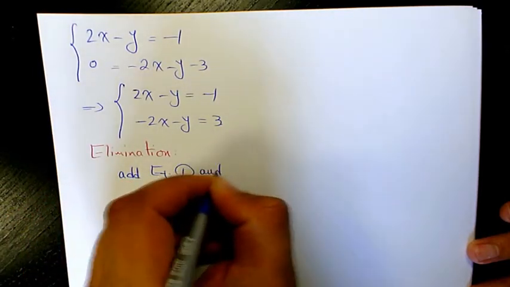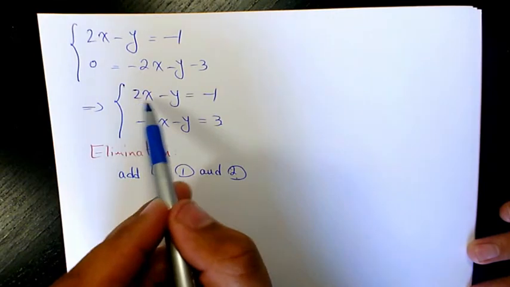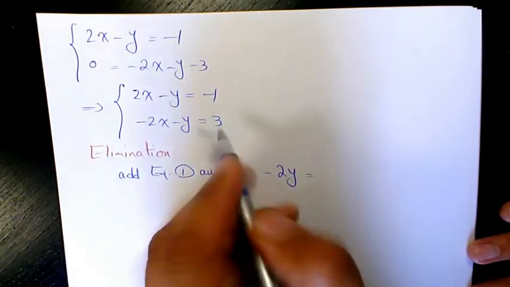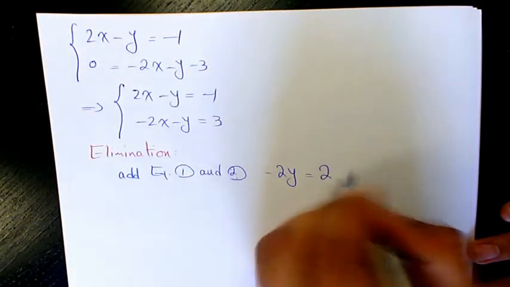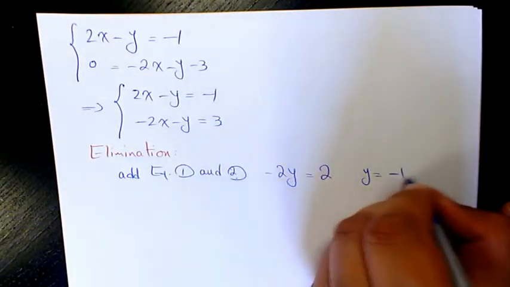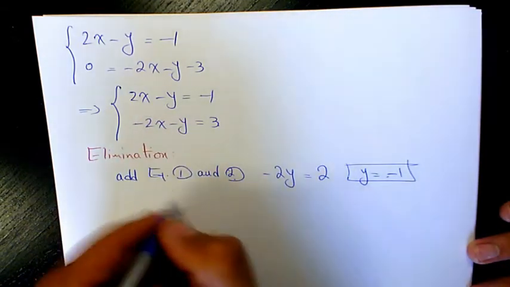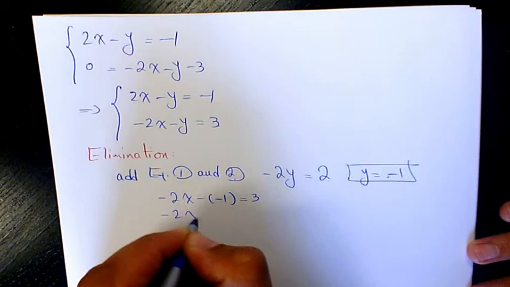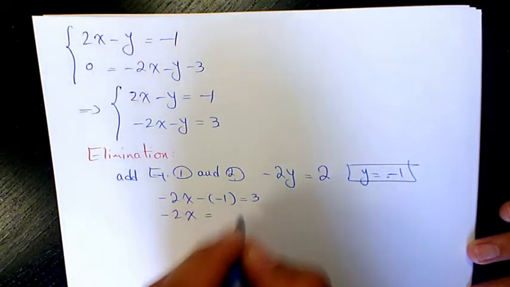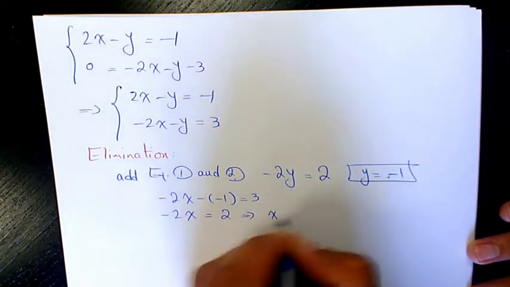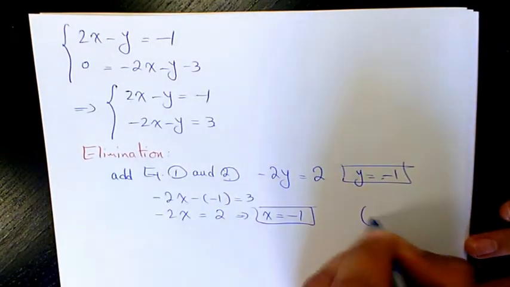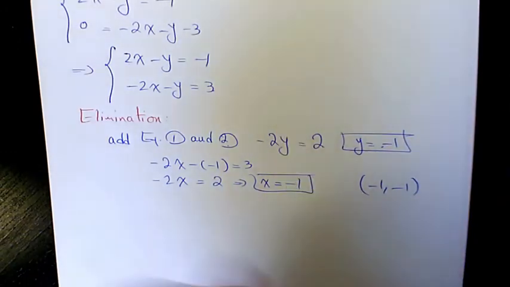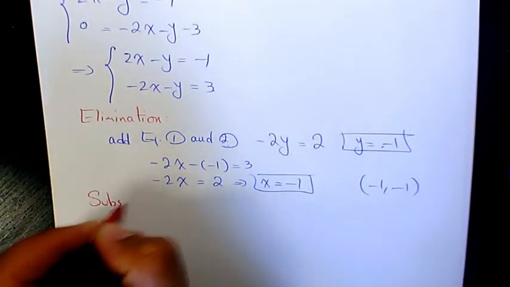Since this one is 2x and this one is -2x, when you add equation 1 and 2 as is, 2x and -2x is going to be 0. -y and -y is going to be -2y. 3 and -1 is going to be 2. So y will be 2 divided by -2, which is -1. Then you sub it there. -2x minus -1 equals 3. -2x, 3 minus 1 is going to be 2. So x will be -1. So the point of intersection, -1 and -1. That was super easy.